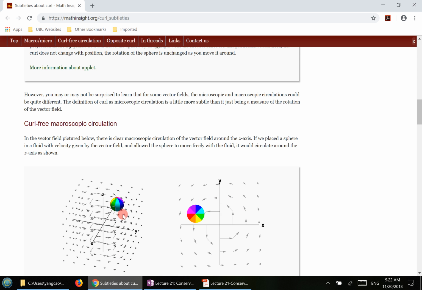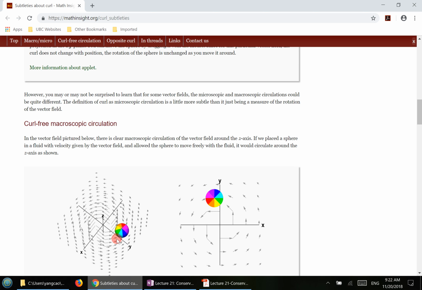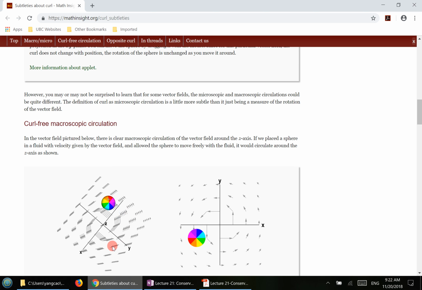If I look at this demonstration, you place the ball in that vector field, and this vector field is apparently like water rotating around the z-axis. That's a macroscopic rotation. But look at this ball here. Is there any self-rotation? There's no self-rotation now. So that's a difference. When you calculate the curl, it gives you point information, the rotational information at that point. There's a difference between macroscopic and microscopic.